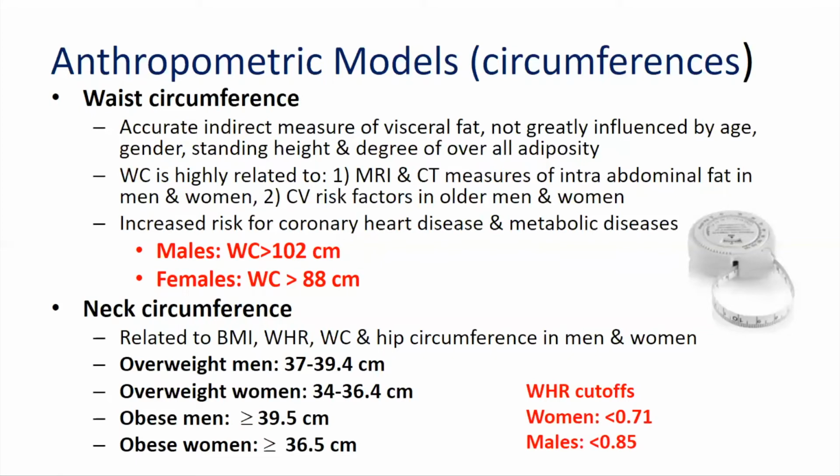So in males, a waist circumference greater than 102 centimeters puts them at an increased risk for coronary heart disease and metabolic disease. Females with a waist circumference greater than 88 centimeters also have an increased risk for coronary heart disease and metabolic diseases. In lab, we also measured neck circumference, which is related to sleep apnea, and the cutoffs are listed below, and were also listed in that first lab.